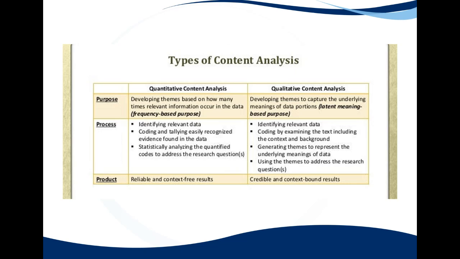So you identify the relevant data in a qualitative study, and then you code by examining the text, including the context and the background. And then you generate the themes to represent those underlying meanings. And then you use these themes to address the research question. And this becomes credible, but it's always bound by the context wherein the study was conducted. So if you did your study in a particular region, a particular province, a particular area, we know that you cannot just generalize to other areas as well. So it's very context bound, right?